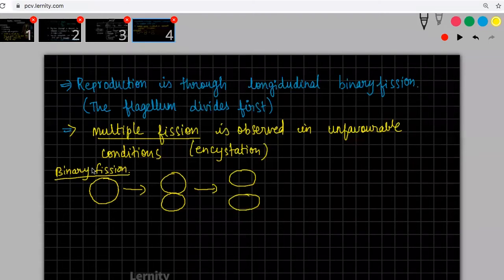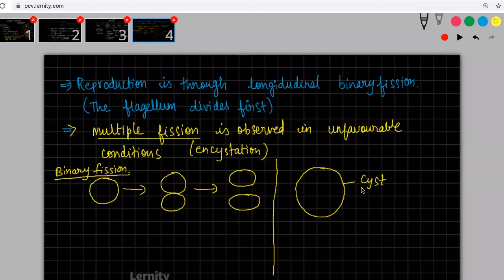Euglenoids will live in stagnant water. Whenever there is a rain, there will be a puddle. Inside the puddle, you can see the euglenoids, or wherever water is stagnant in that particular place, they will be there. But when the water is getting dried up, these euglenoids will try to form something called a cyst. This is called a cyst.